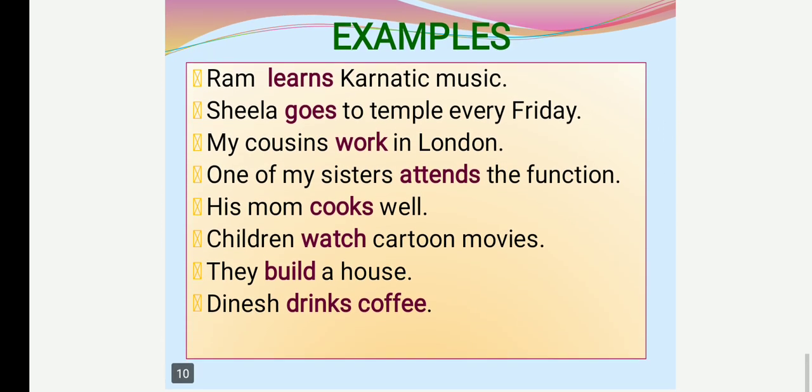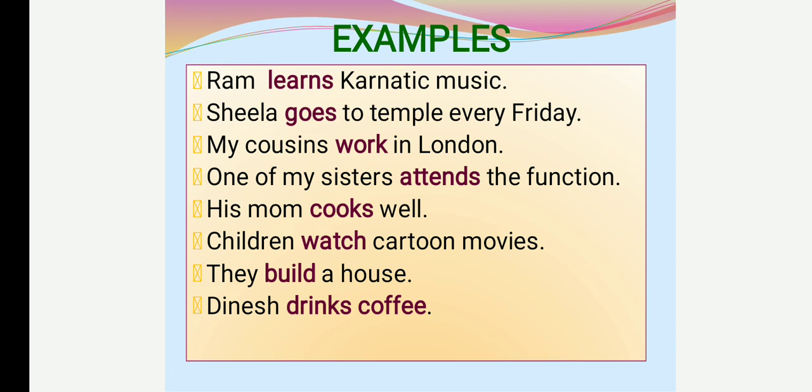Here are a few examples. So I have just given the examples. By seeing this slide, you have to identify why we have added s or es to the verb and to which subject. Just listen. Ram learns Carnatic music. Ram, singular person, singular subject, so I added s to the verb learn. So it became learns.